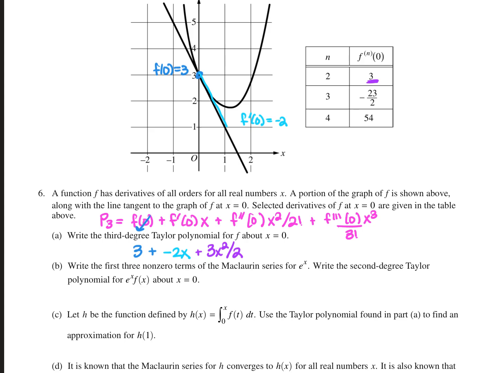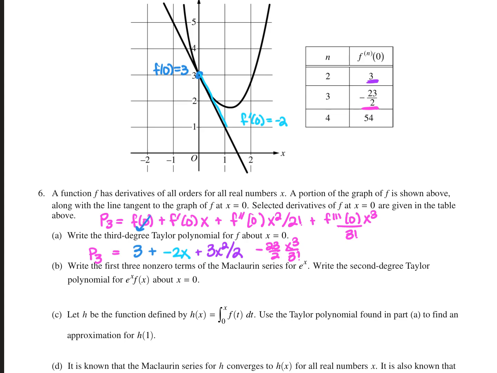And then lastly, the third derivative is right here. So minus 23 halves x cubed over 3 factorial. So there's our P3 Taylor polynomial.